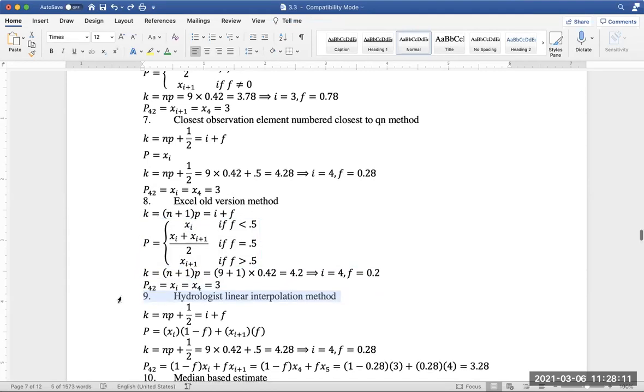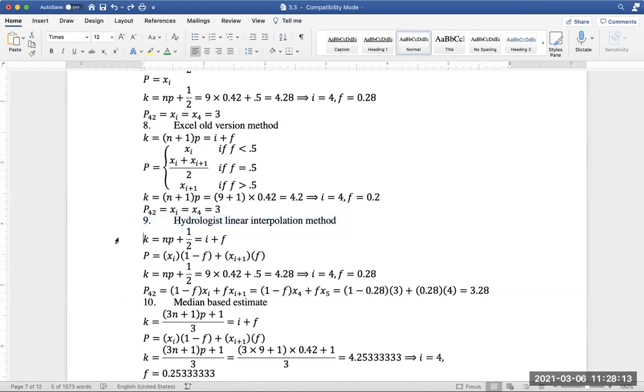The hydrologist linear interpolation method. K is equal to N, 9 times P, 0.42 plus a half, 4.28. So I will take 72% of the number in the fourth position plus 28% of the number in the fifth position. So I'll take 72% of 3 and 28% of 4. And so that's 3.28.